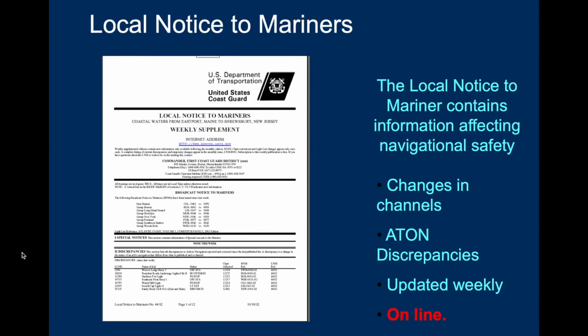Local Notice to Mariners is a weekly publication that gives updates basically to the light lists. It describes changes in channels, ATON discrepancies, so if a light is extinguished because the battery's bad or the light itself doesn't work for whatever reason, it's been knocked over, that will be published weekly, and you can find that in the Local Notice to Mariners, also online.